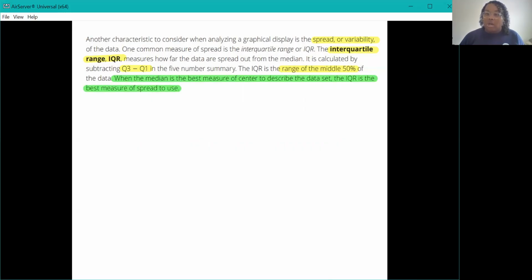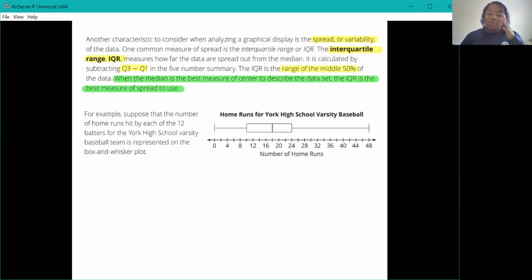Let's take a look at this in the context of an example. We're going to take a look at this box and whisker plot, which represents home runs for York High School varsity baseball. There are 12 batters here. By looking at this box and whisker plot, we can see that the data is skewed right. I know that because this whisker over here to the right is significantly longer than the whisker on the left. So I know that my data is skewed right, which means that the IQR, or interquartile range, would be the best to discuss the spread of the data.